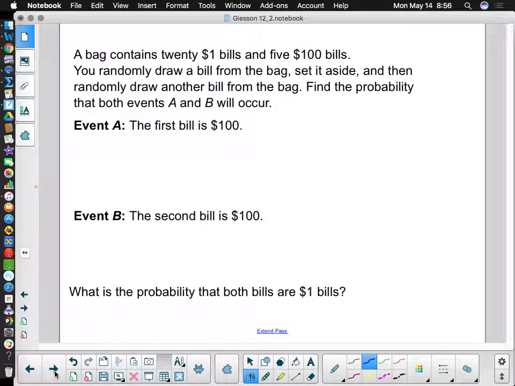A bag contains 21 $1 bills and 5 $100 bills. You randomly select a bill from the bag, set it aside, and then randomly draw another bill from the bag. Find the probability that both events will occur. Now, are these events going to be independent or dependent?